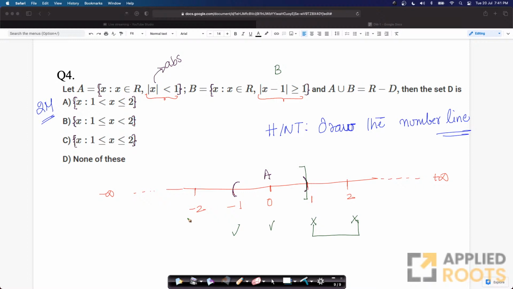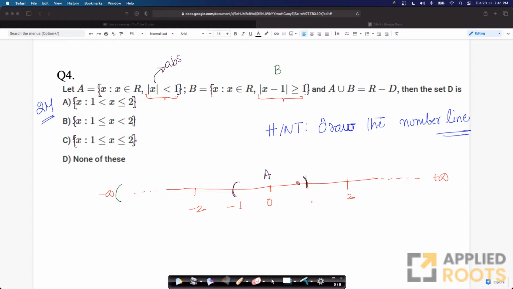And all these values, if you take -2 minus 1 is -3, absolute value is 3, greater than 1, yes. So all the values from here to minus infinity, all these are there in B. Look at this, from here to here is there in B. I'm just using a slightly different color, but these colors are looking more or less the same.